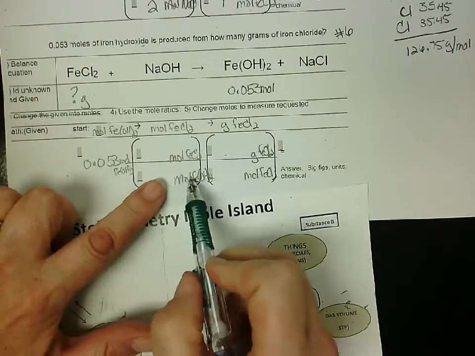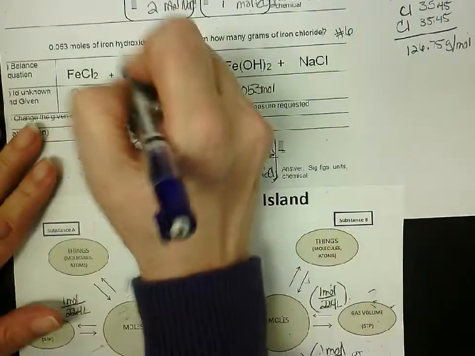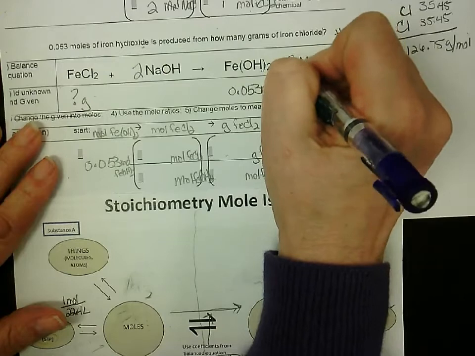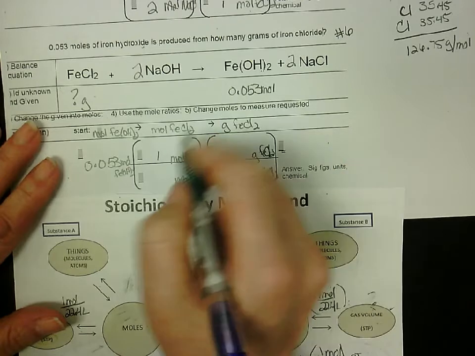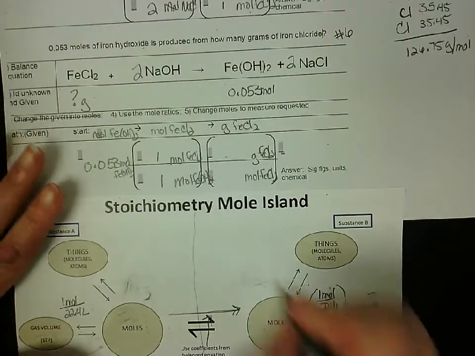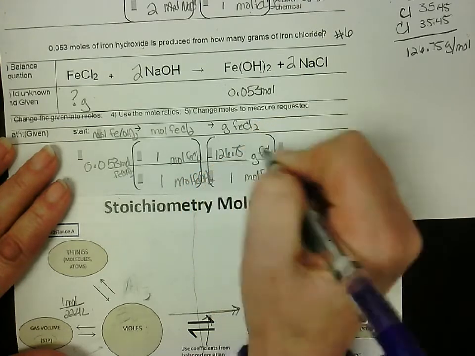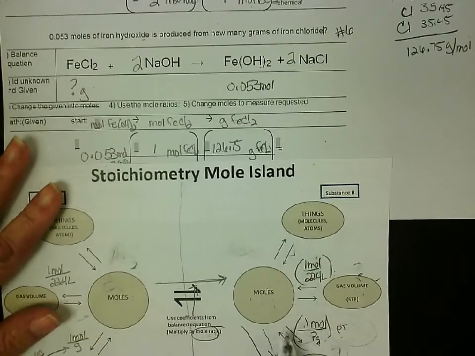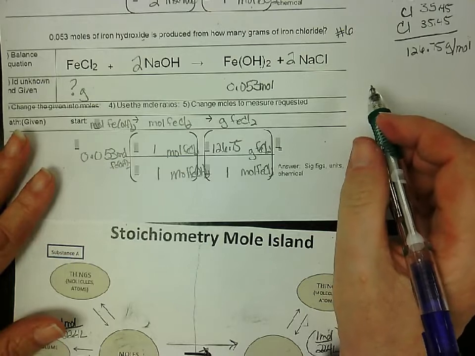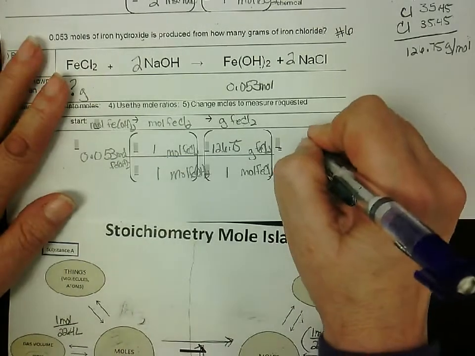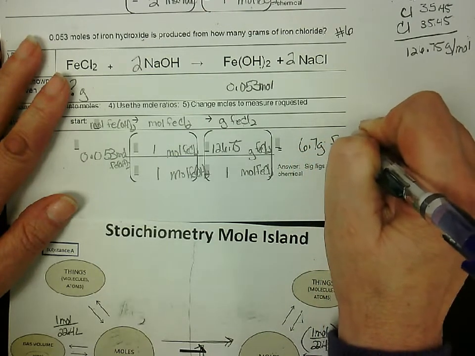So here I have a mole to mole ratio, moles to moles, from the balanced equation. Don't forget to balance that. So iron chloride is 1 and iron hydroxide is 1, so that's not going to change. And for every 1 mole, I have 126.75 grams of iron chloride. That's this one substance conversion here. Okay, so when you put that in your calculator and round it to the correct sig figs, you're going to get 6.7 grams of iron chloride.